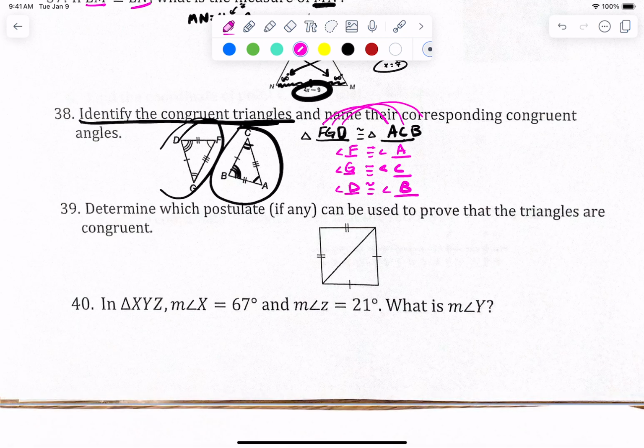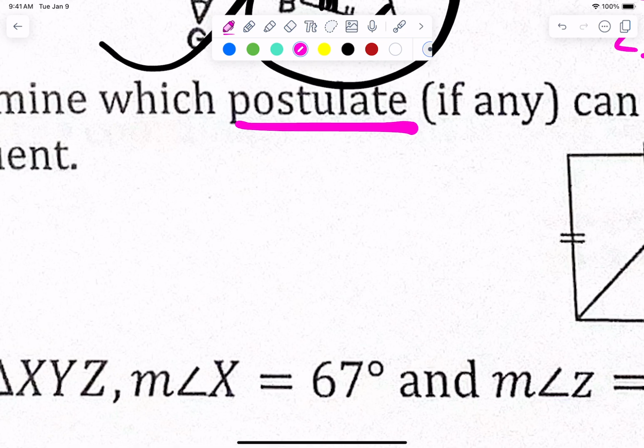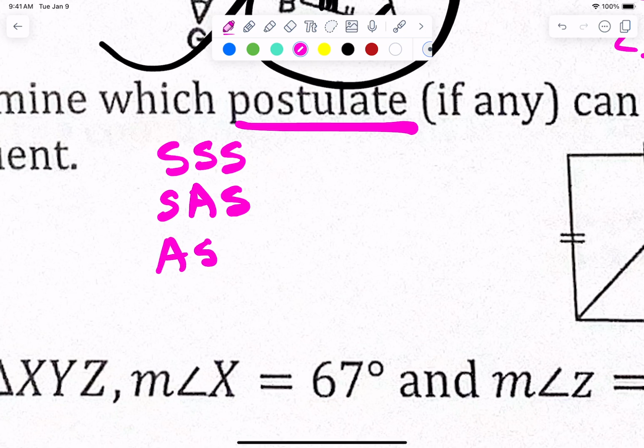Okay, ready? 39, this one's kind of a doozy. Determine which postulate, if any, can be used to prove that triangles are congruent. What are the postulates that we know prove triangles are congruent? Side, side, side. Side, angle, side. There's two more. Angle, side, angle.